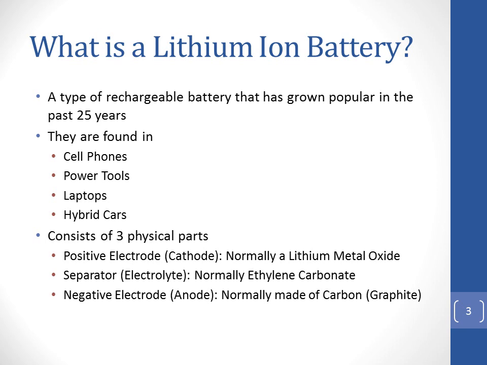At the most basic level, batteries consist of three components. The positive electrode, also known as the cathode. This is made up primarily of a lithium metallic oxide, such as lithium iron phosphate, lithium manganese oxide, or lithium cobalt oxide. The separator, where the electrolyte is at. This is normally an organic compound such as ethylene carbonate. Lastly, there is the negative electrode, also known as the anode. Normally this is made of graphite.